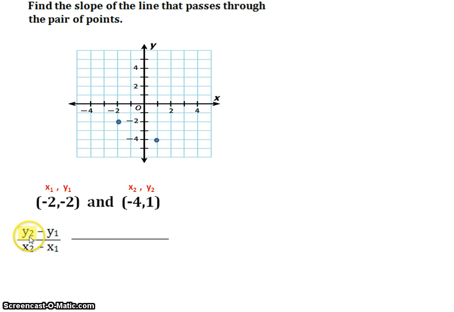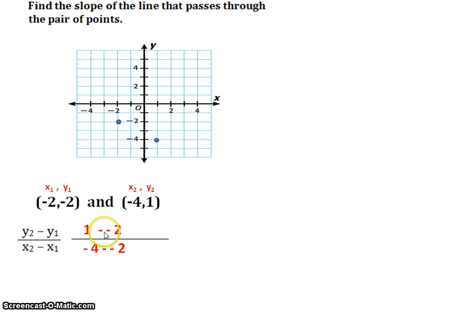So I want y from group 2, which is 1. I'm going to bring that down to the numerator. Now I'm going to subtract y from group 1, which is -2. But remember, I'm going to subtract a -2. In the denominator, I've got x from group 2, which is -4. And I'm going to subtract x from group 1, which is -2. So -4, take away a -2.